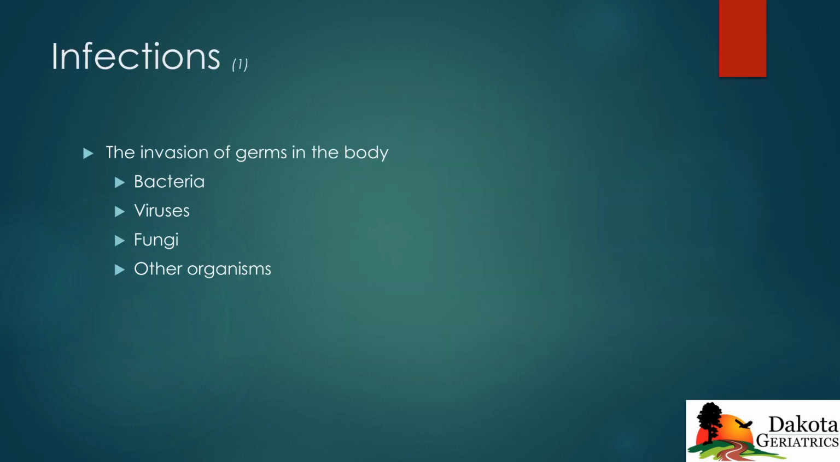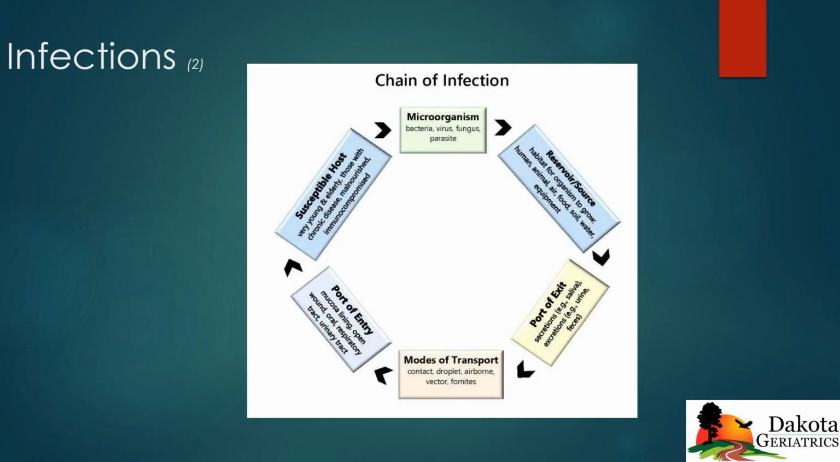The National Institute of Health defines infections as the invasion and growth of germs in the body. The germs can be bacteria, a virus, yeast, fungi, or any other microorganism. The infection can be in any part of the body and either be localized or it can spread throughout the whole body. The picture of the chain of infection is from the Centers for Disease Control and Prevention. It shows how the chain of infection works.